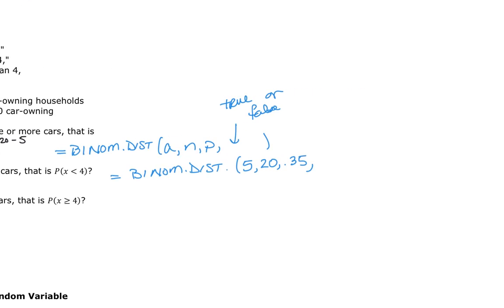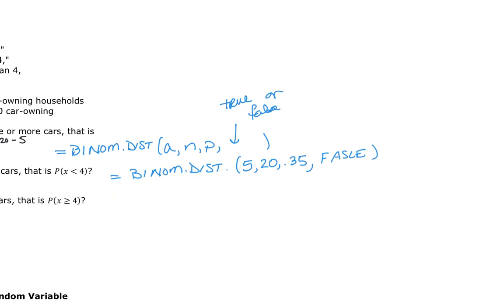Now I've got to decide whether or not I'm going to do true or false. Well, I'm going to choose false, so I'll type in false. The reason I would type in false is because if I type in true, then it's going to be looking for everything to the left, the area underneath the left of the binomial curve. So false is exactly equal to. I don't want left or right, I want exactly equal to, so I'm going to use false.